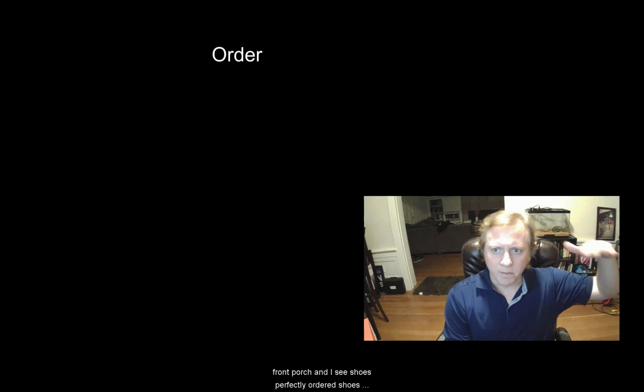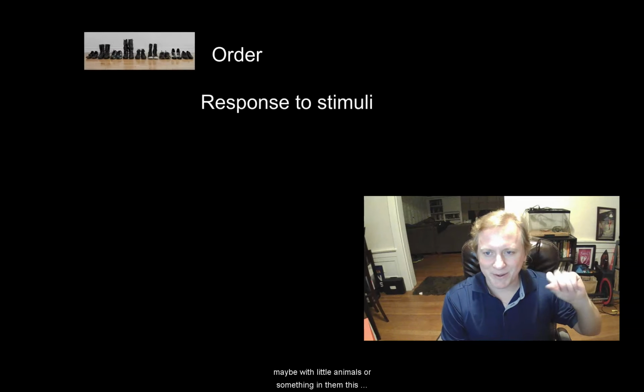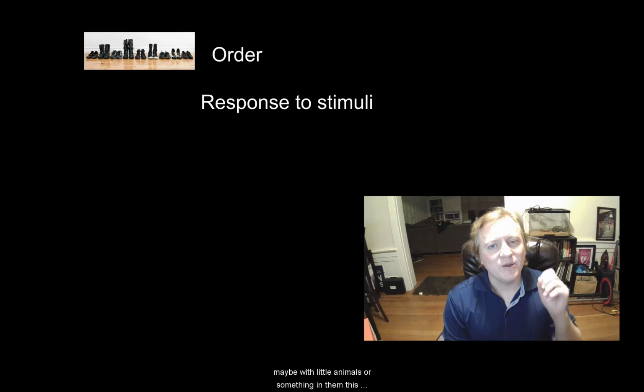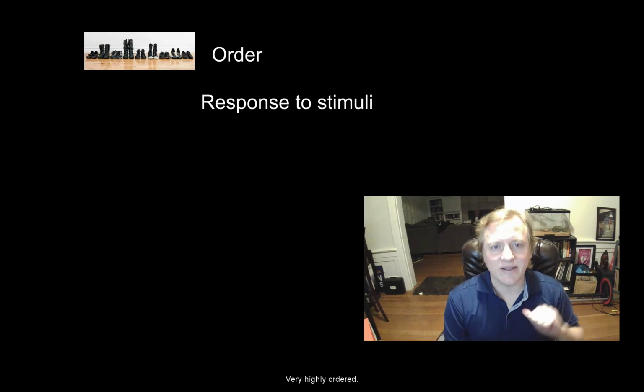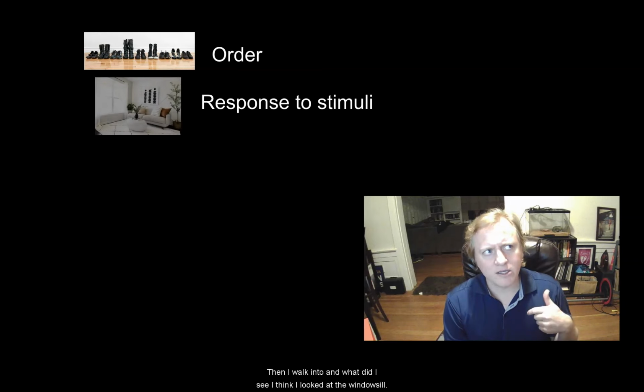Okay, so let's go through this just one more time. I'm on my front porch and I see shoes, perfectly ordered shoes, maybe with little animals or something in them. Okay, this means that life is ordered. This is the first characteristic of life. It's very highly ordered.